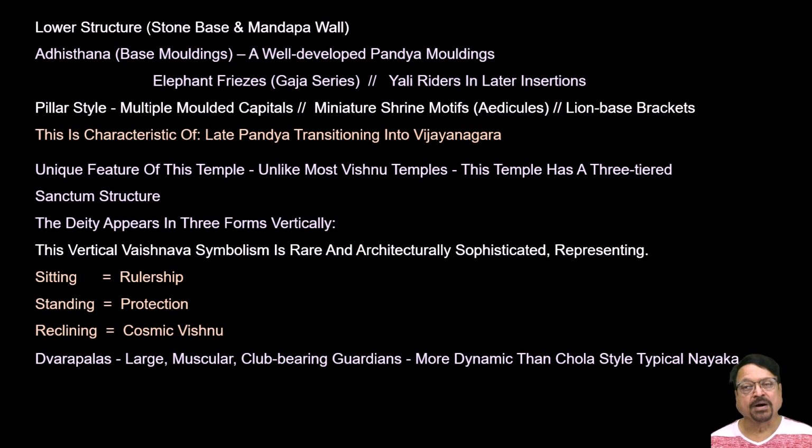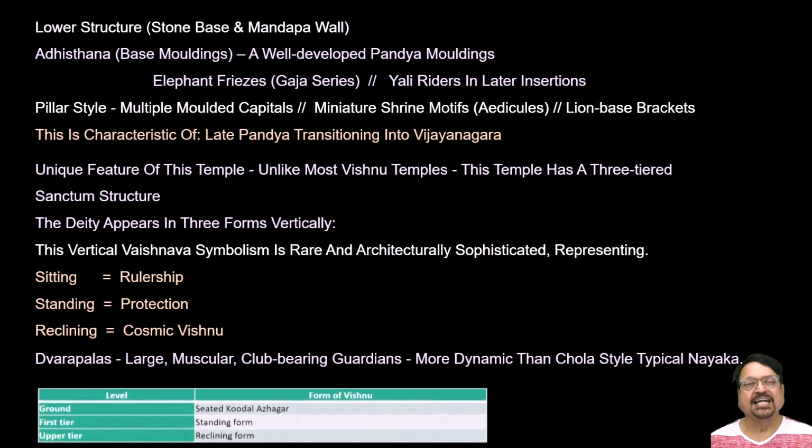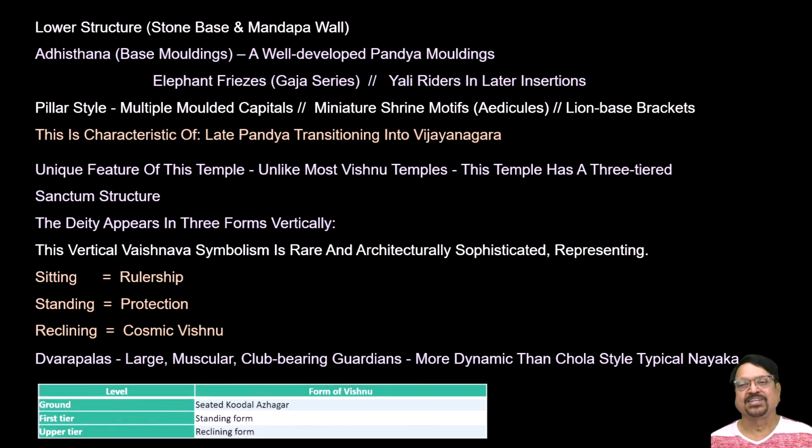Then you will see Dwarapalas, large and muscular, club-bearing guardians. They are typical for Sri Hari, more dynamic than the Chola style, and very typical of the Nayakas. Now here we are finding a little bit of comparison. At ground level, the three types of Sri Hari Vishnu we are seeing: at ground you are seeing a seated Koodhal Azhagar, then on the first tier a standing form, and in the third tier a reclining form.